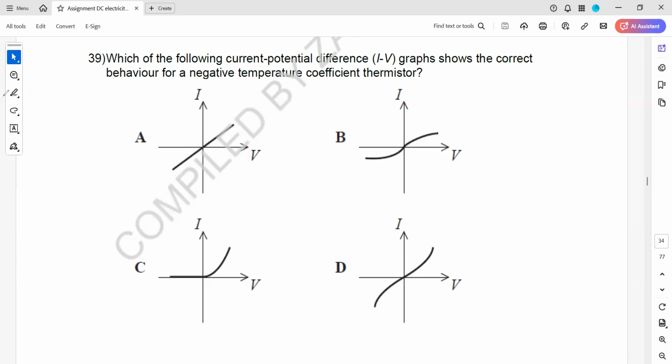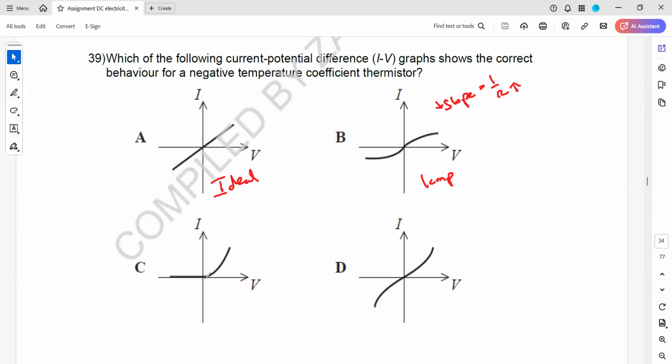So if we label these graphs, in the first one, current and voltage are directly proportional. So this is representing an ideal conductor. What about this one? Here the slope and the resistance are inversely proportional. The slope is decreasing, so it means the resistance is increasing. This represents a filament bulb or a lamp.